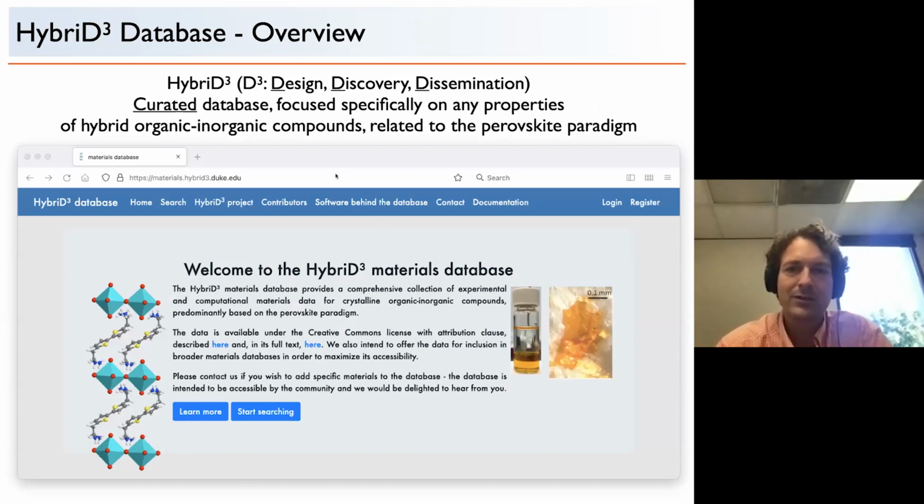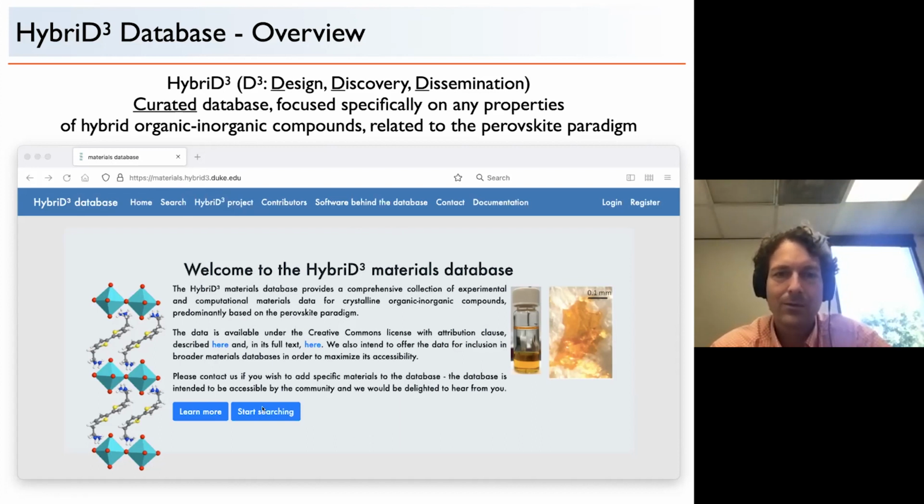It's in principle a very simple hope, which is that we can create a curated database, one that's focused specifically on any properties of hybrid organic-inorganic compounds related to the perovskite paradigm. This is a long sentence, but it gives us the flexibility and also the delineation that we need. And so again, this HybriD3 stands for hybrid design, discovery, and dissemination of such materials. And the database itself can be found at this URL here.